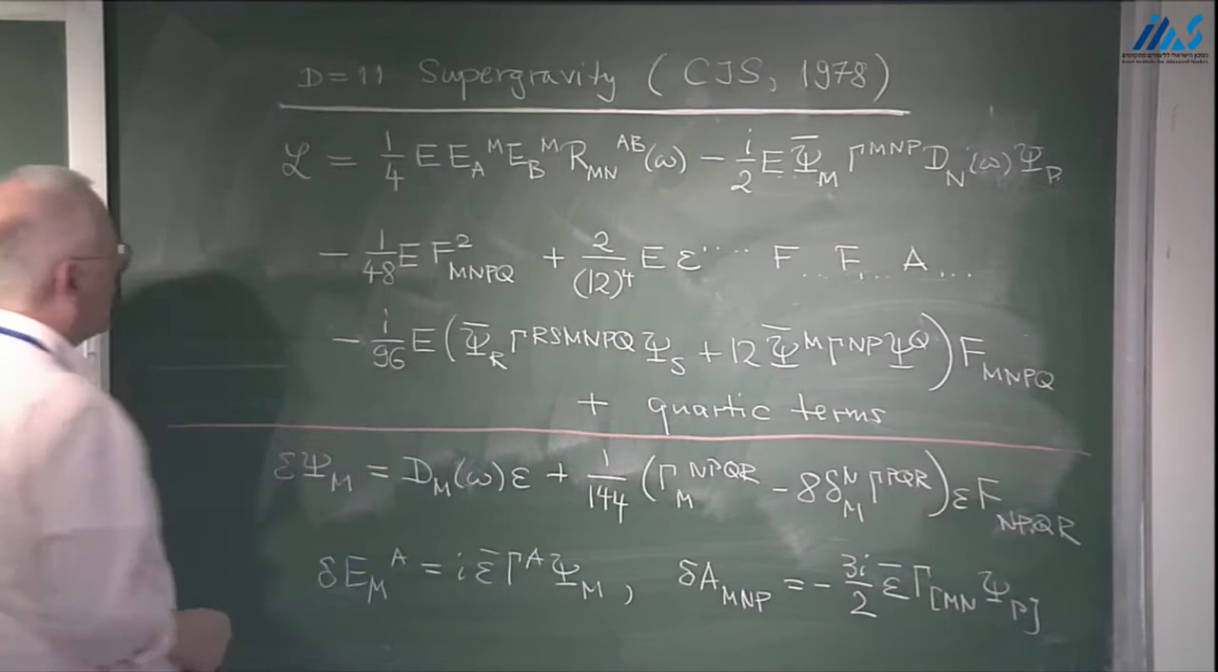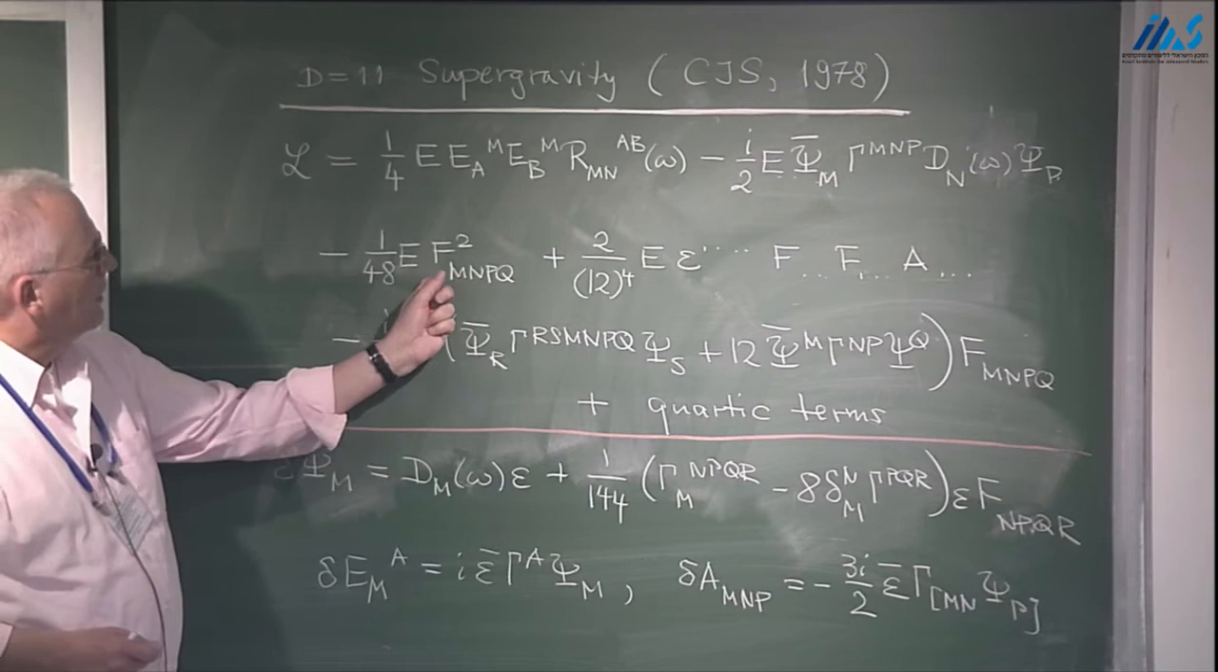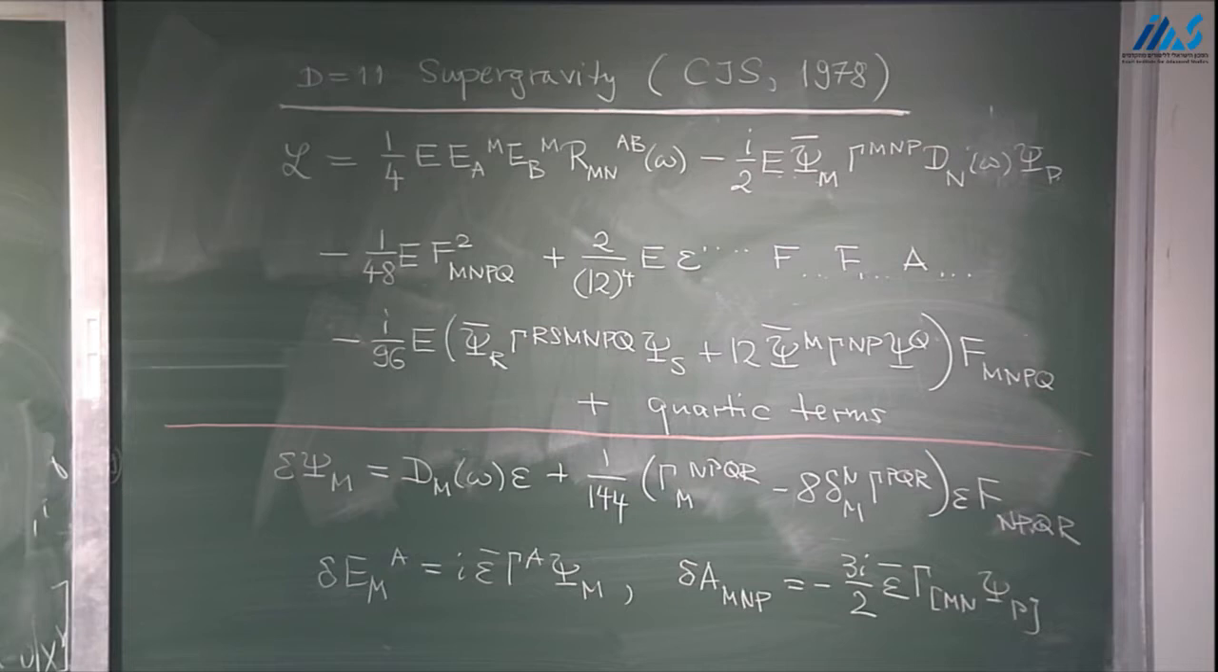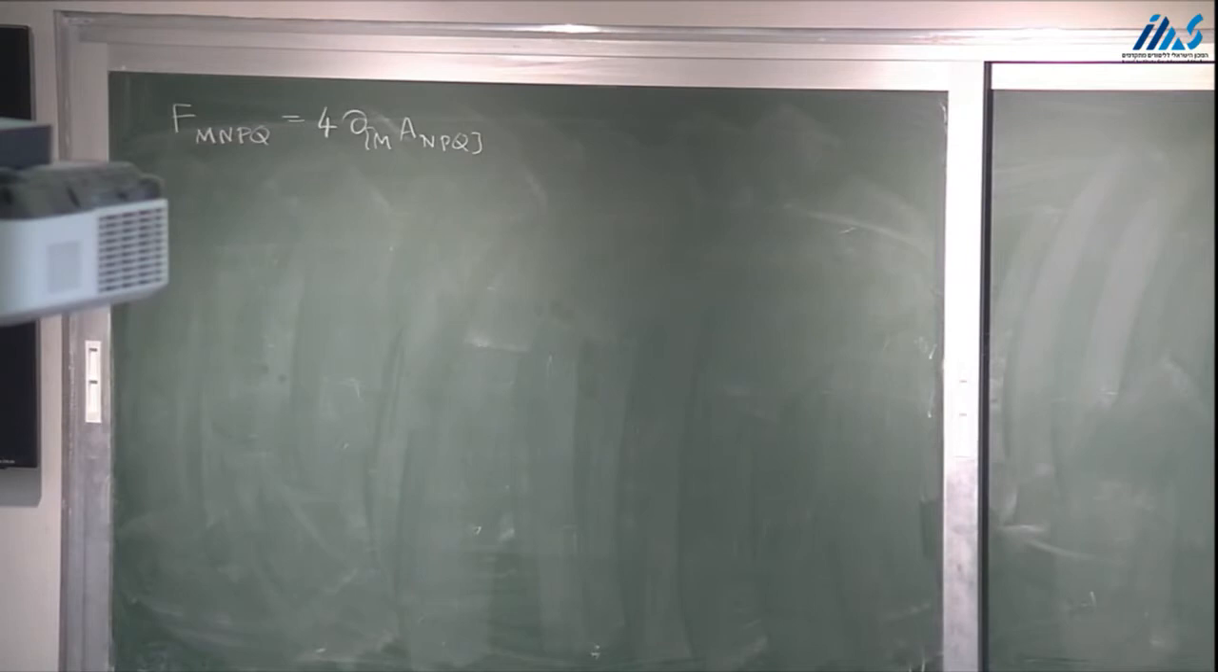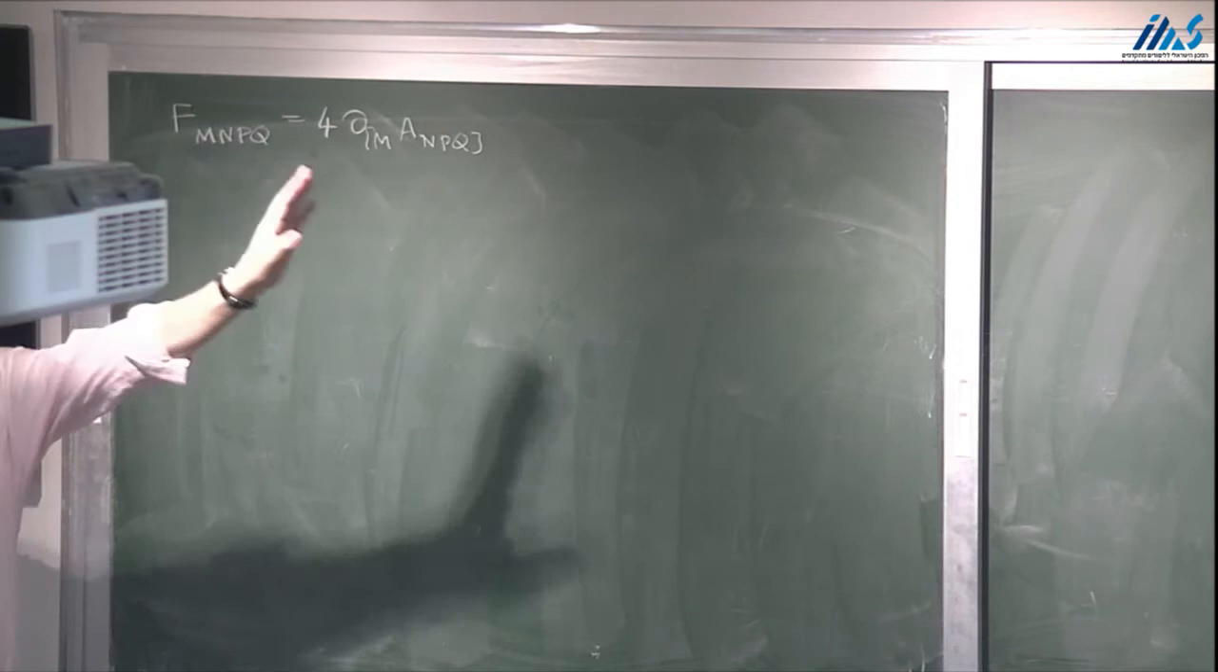Then we have a kinetic term for the three-form field, where this is just the usual field strength. So I don't think I have to write this. Let me write it anyway. This is defined to be dmanpq, just the exterior derivative of the three-form field. The only thing you can debate endlessly about is whether you put here 4 factorial or 4. That's a matter of taste.